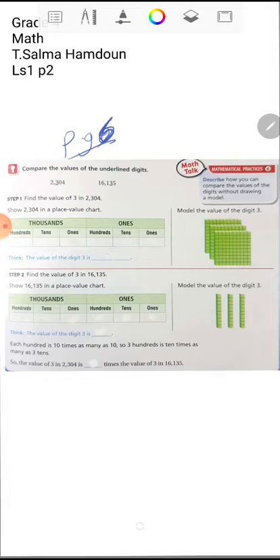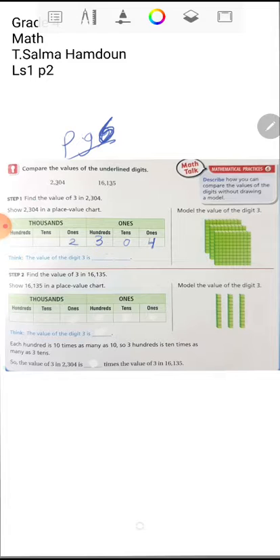So let's start with the first number, 2304. First I will start from the first number, 4. The first number is in the ones digit, so I will put it here. The second number, 0, is in the tens digit, so I'll put it right here. The third number is in the hundreds, so it will be here. And the fourth number will be in the 1000s, so I will put it right here.